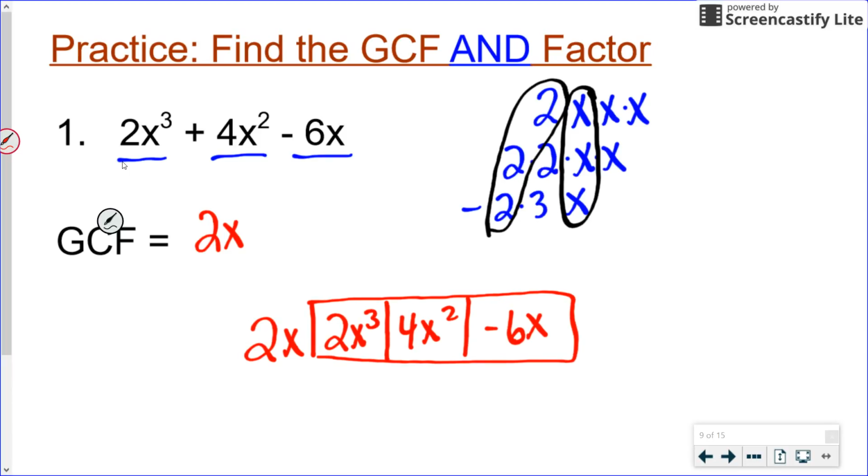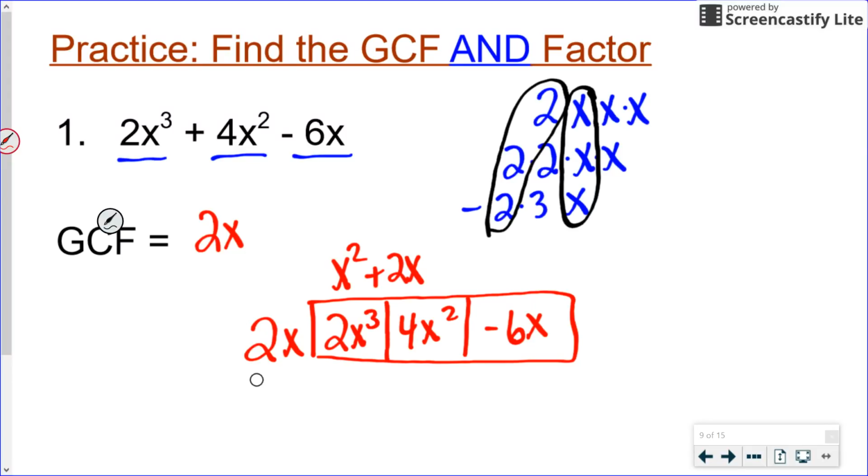So now we do our division problem. What times 2x would give me 2x cubed? Well, I've got a 2 there already, so I don't need a number. I've got 1x. I need to get to 3 x's, so I need 2 more x's up here. For my second box, 2 times what gets me 4? That would be 2. 2 times 2 is 4. I've got 1x. I need 2 x's, so I need 1 more up here.